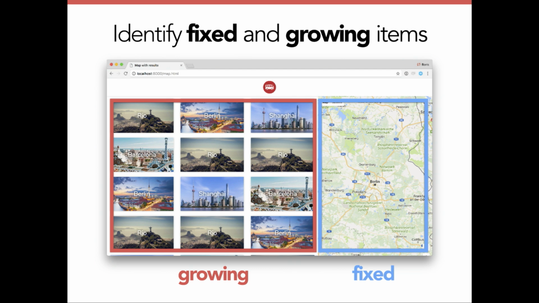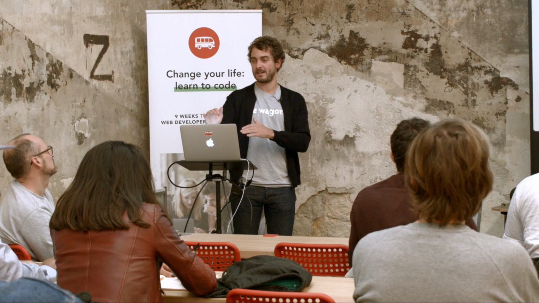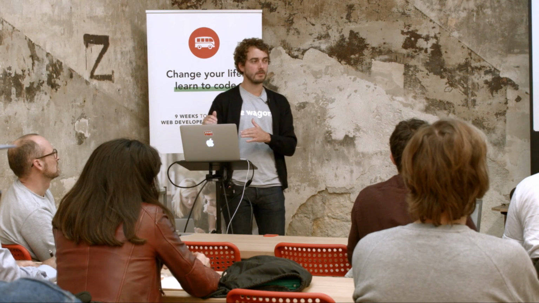And then that's for the flexbox part. We will also need other techniques for this design. Basically, we will set the height of the map to 100 VH. Do you know the VH unit? 1 VH means 1% of the height of the window. So if you say 100 VH, you say exactly the height of my window. Exactly. That's really convenient.